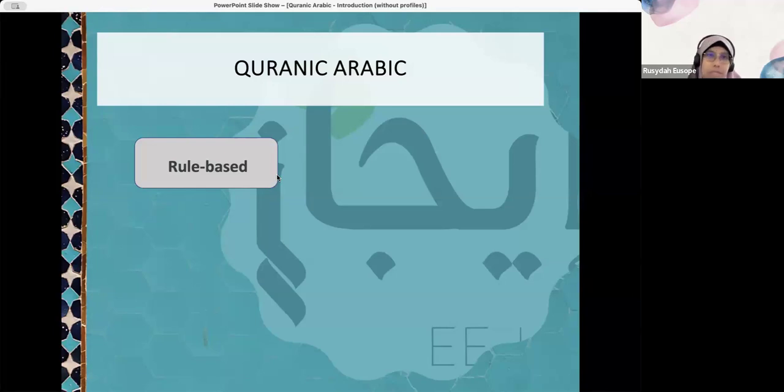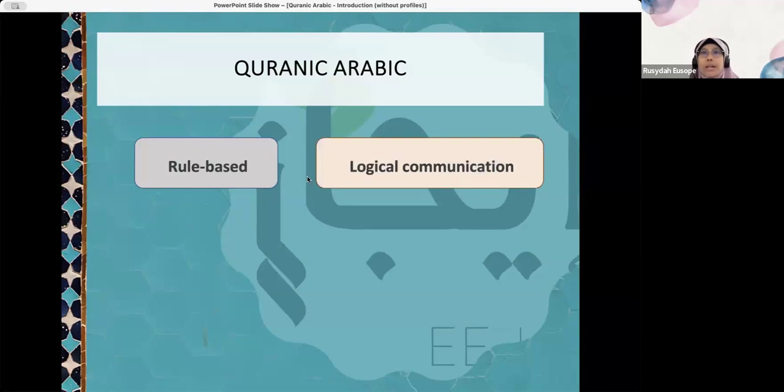So, just an overview of why we choose the grammar approach. Arabic language, just like any other language, is rule based. There are certain sets of rules to ensure that the communication is logical, and these rules exist in all other languages. Malay, English, Mandarin, your mother tongue, all languages have a set of rules that govern the language to ensure logical communication.